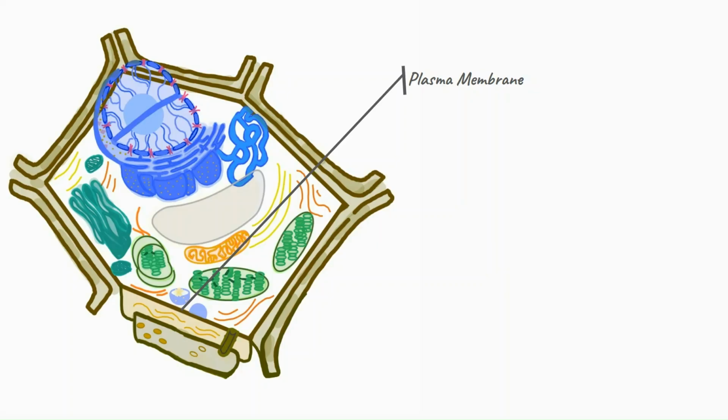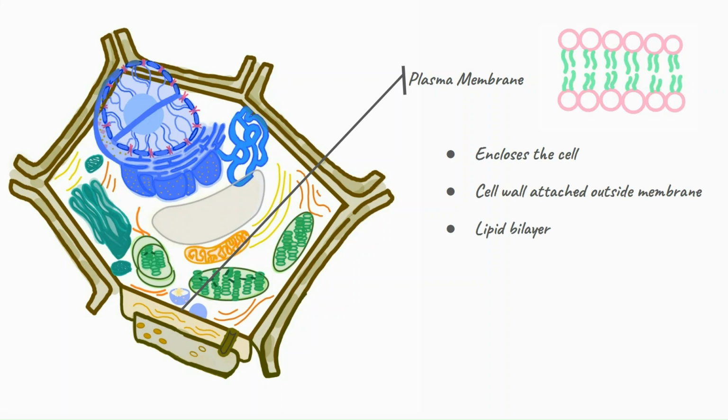So the plasma membrane. This is the structure that encloses the cell. Although it's not the outermost layer, it is the layer beneath the cell wall, as the cell wall is attached to the outside of the plasma membrane. The plasma membrane is composed of a lipid bilayer. This is a thin membrane made of 2 layers of lipid molecules.